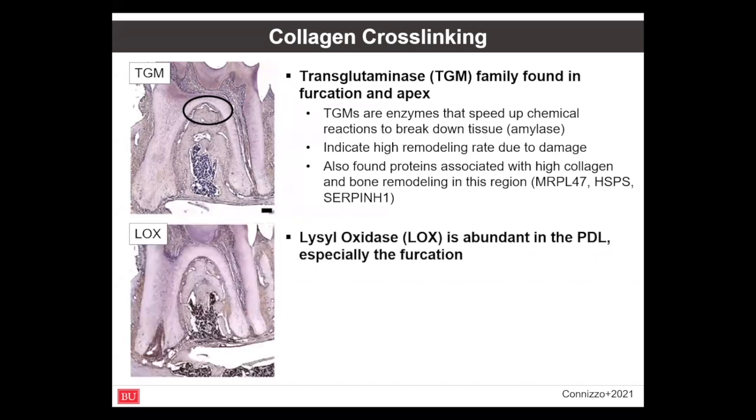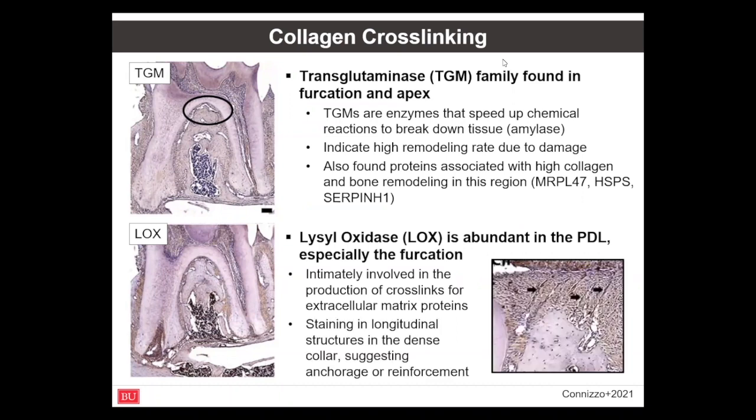We also found lysyl oxidase abundant in the periodontal ligament kind of throughout, but especially in the furcation. It's a little hard to see here because it's so small, but it's actually quite dark in that region. And lysyl oxidase is really intimately involved in the production of crosslinks for extracellular matrix proteins. So it's really heavily involved in collagen cross-linking. And actually other studies have shown that tendons and ligaments don't really develop properly without lysyl oxidase. And in fact, their mechanical properties are extremely weak.